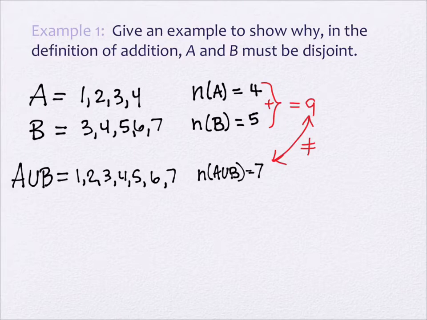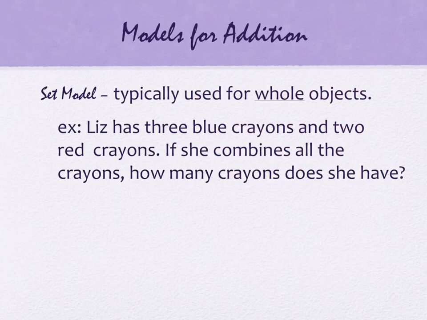So what we're going to be doing a lot in, especially sections 3.2 and 3.3, is modeling. These are very basic level kinds of things that you would see in early childhood. Those of you who are early childhood and have been thinking Venn diagrams are not going to be good for my 5-year-olds, this is probably good for your 5-year-olds. Set models are typically used for things that are whole objects. For example, if Liz has 3 blue crayons and 2 red crayons and she combines all the crayons together, how many crayons does she have? It doesn't matter if the crayon's brand new or if it's flattened on the end because it's been used so much, we still count it as a whole crayon.